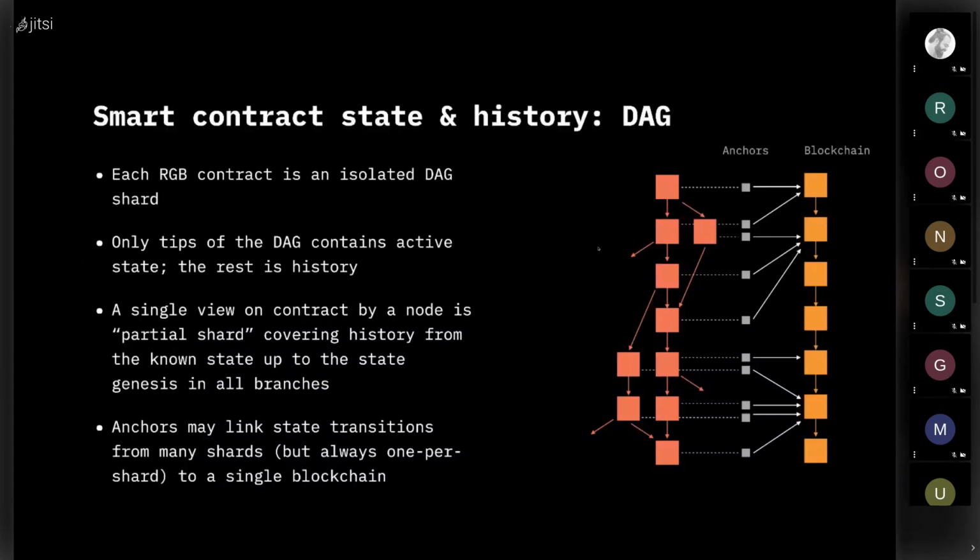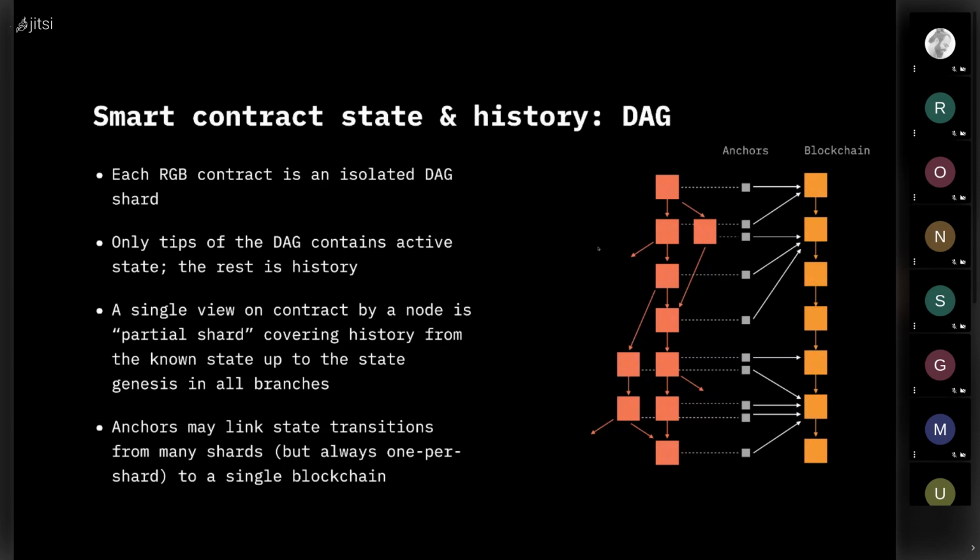So we can think about RGB smart contracts as directed acyclic graphs. And I can say that each RGB contract can be represented as an isolated DAG. So it's not like there is some RGB, which is a network or a distributed computing system or whatever else. RGB does not exist as a whole. RGB is a set of protocols.